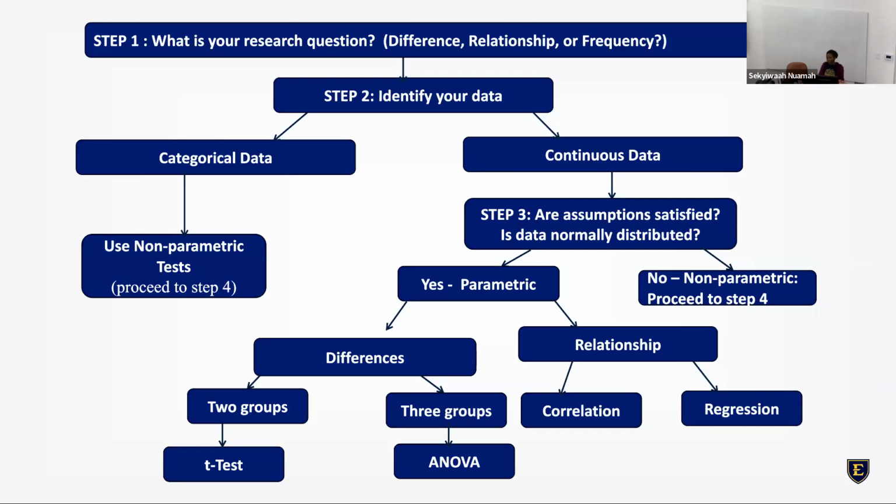But if it's 3 groups, then we go with what? The ANOVA. And under ANOVA, we've learned the one-way ANOVA, two-way, and the repeated. So based on the research question, you decide which ANOVA you go with.